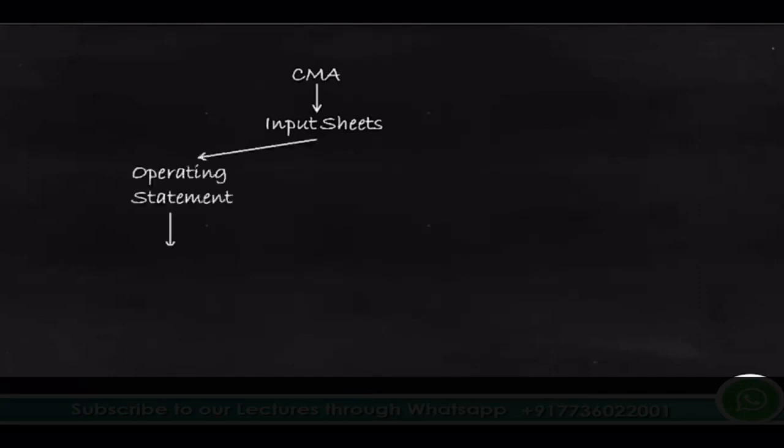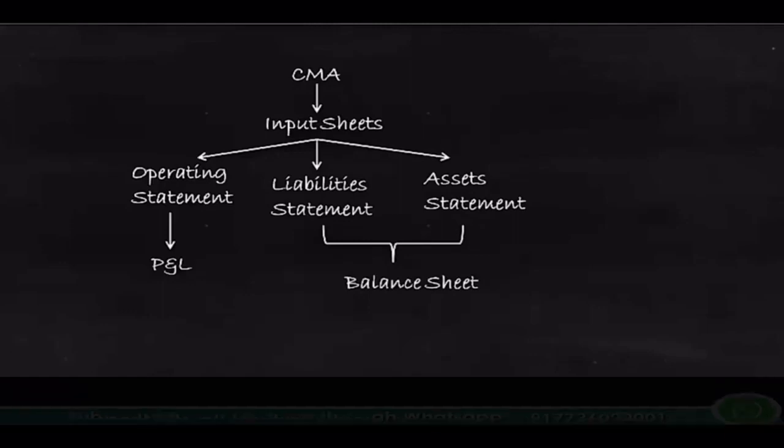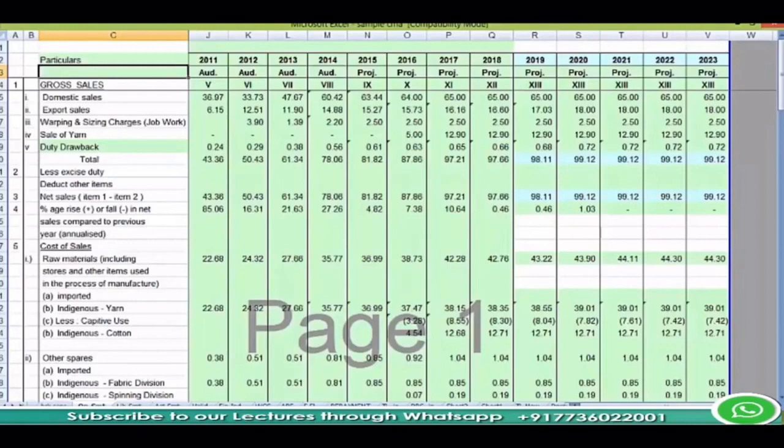So the CMA will have 3 input sheets. The first sheet is called operating statement, which is nothing but transferring all the data from the profit and loss statement of the customer. The second statement is called liability statement, and the third statement is called asset statement, and details for all these will be lifted from the balance sheet. We'll see how a typical CMA will look like. This is how a typical CMA will look like.